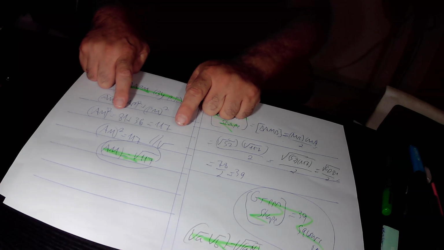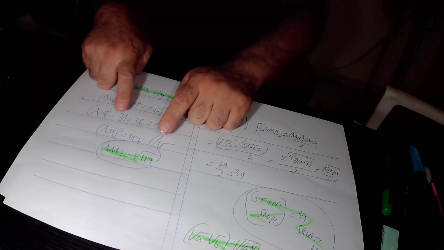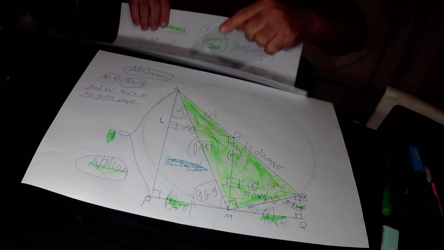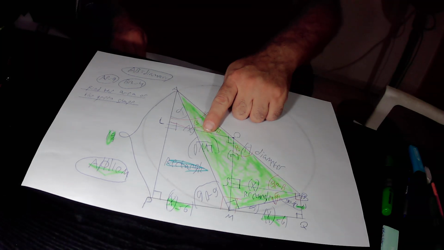Here we took the square root of the equation and found that the missing hypotenuse AM is equal to the square root of 117 units in length. This is the missing side AM, which is equal to the square root of 117 units in length.